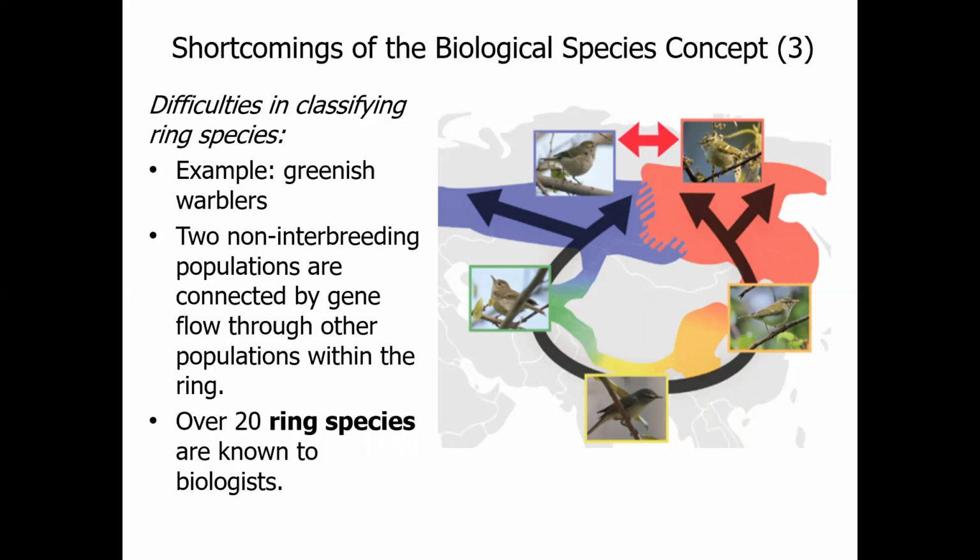So the example we have is the greenish warblers. Over here on the right, I have a picture of the initial population of greenish warblers that I'm circling. This population exists at the base of the Himalayan mountains, so a very big obstacle that the birds can't go over. They can only exist at a certain altitude. Once they get too high, they won't be able to survive. So basically, they're stuck at a certain altitude around the mountain.